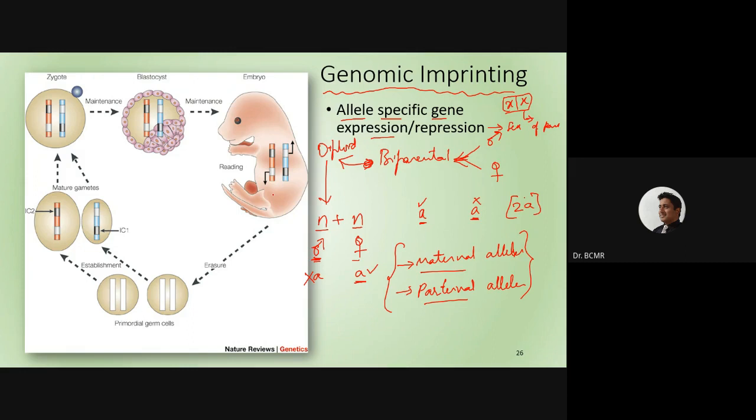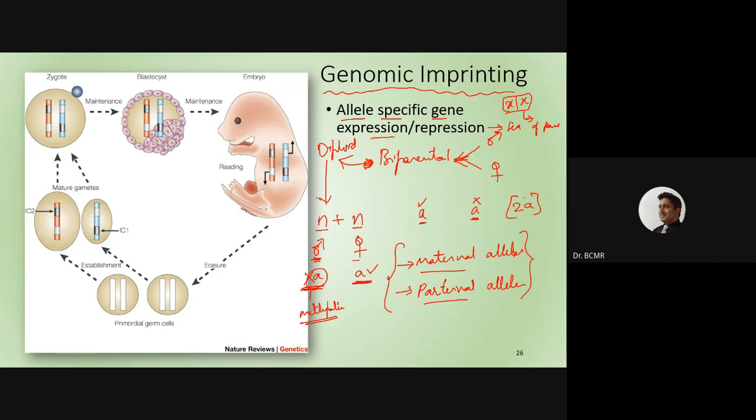It is allele specific gene expression, okay, and that is dependent on the sex of the parent from which that particular allele is derived. So how does this repression occur, or how is expression allowed, and so on? Usually the repression of a gene is by DNA methylation. Not limited to, but in the majority of these cases it is DNA methylation.